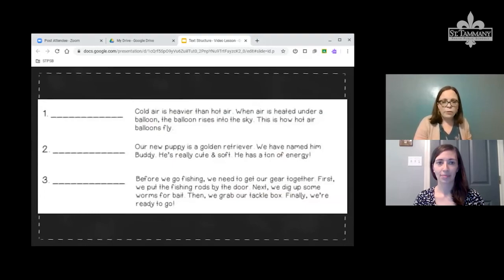And in our last one, before we go fishing, we need to get our gear together. First, we put the fishing rods by the door. Next, we dig up some worms for bait. Then we grab our tackle box. Finally, we're ready to go.